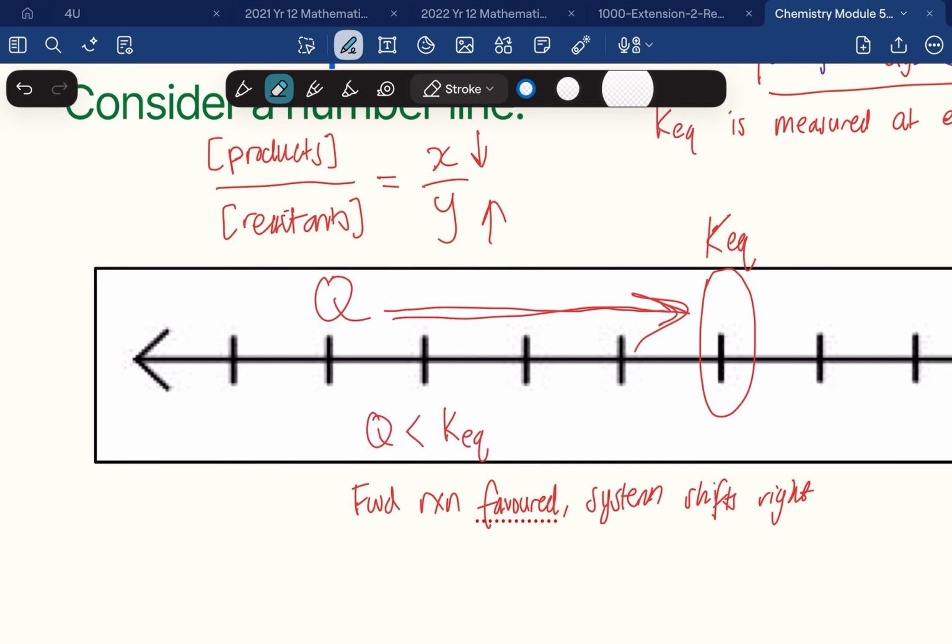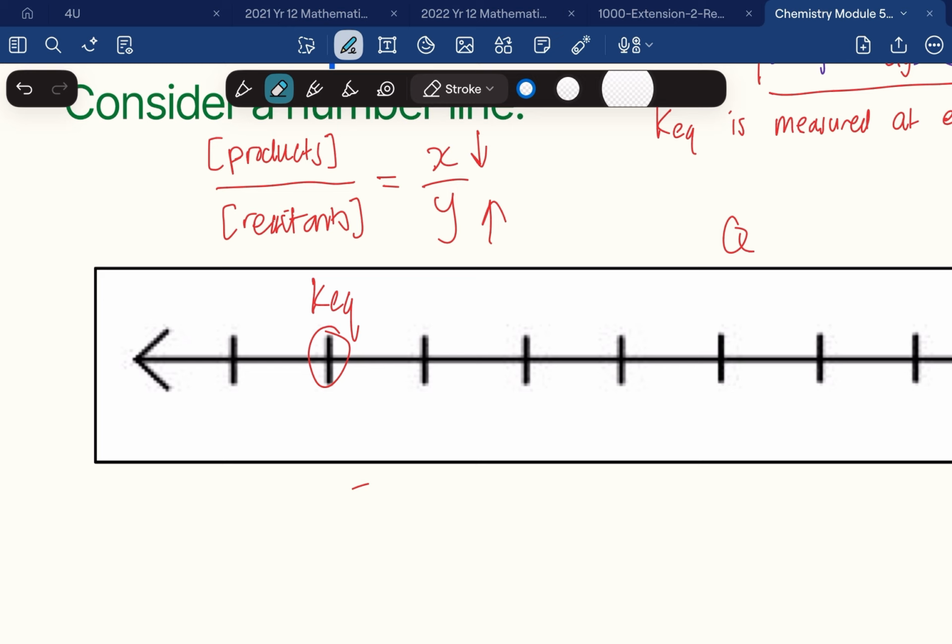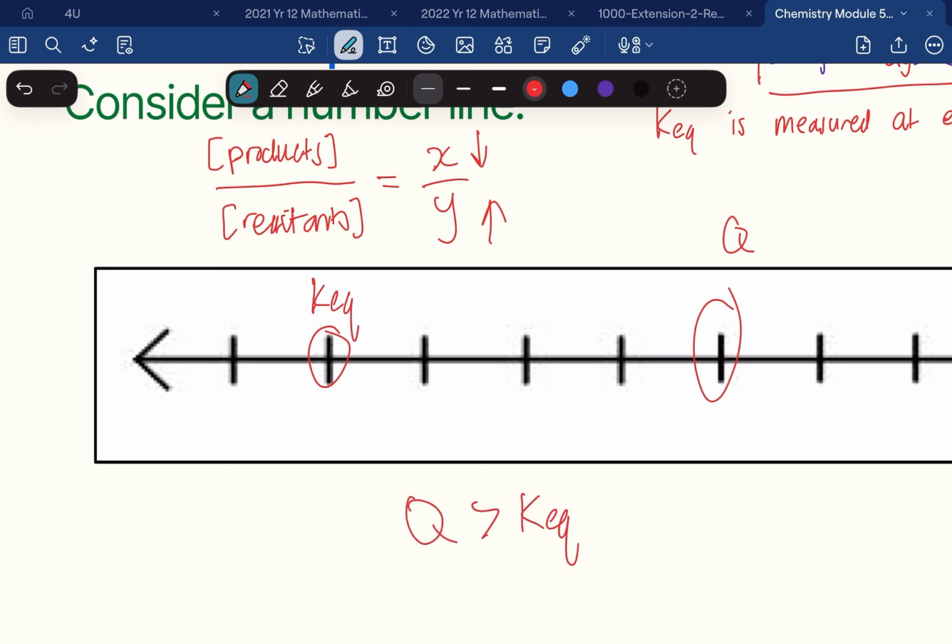Now, what if we switch the position of these two? What if KEQ was here, and we measure Q and it turned out to be here. Now that Q is larger than KEQ, we can say for certain that there's a higher concentration of products in Q compared to KEQ. So what does this mean? Q has to move all the way back down here to reach KEQ.